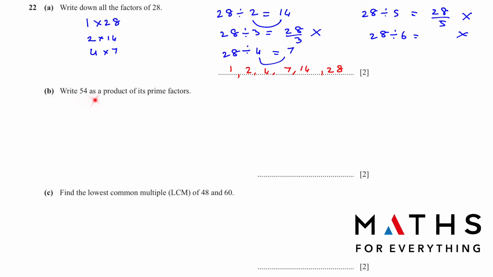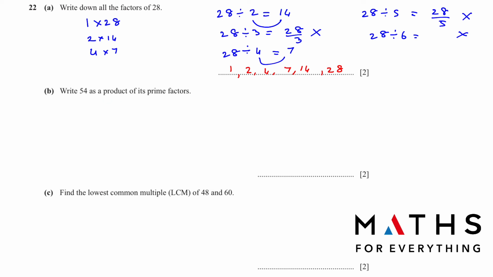Part B, write 54 as a product of its prime factors. You can either use the factor tree method or the LCM method, whichever you know. You know what the prime factors are, right? Prime numbers are 2, 3, 5, 7, the numbers which are not divisible by any other number.